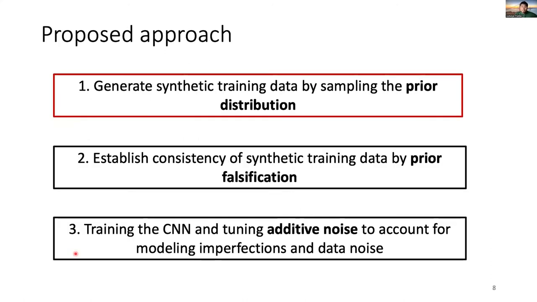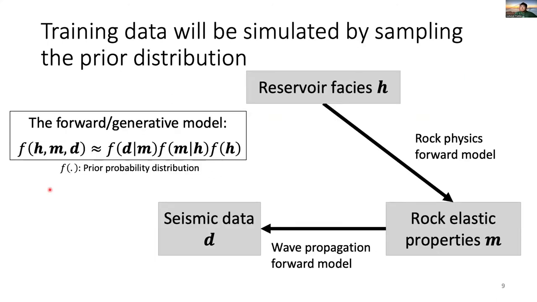Let's go to the first part where we generate synthetic training data by specifying a prior distribution. Now, the approach that we follow is to specify a prior probability distribution F over our variables over here, H being facies, M being elastic properties, D being seismic data. And we decompose that as follows. For example, we specify a geologic prior distribution on facies, then given a realization from the facies distribution, we can generate a realization of the elastic properties being VP, VS, and density. And finally, we can forward model the data. And in order to generate multiple realizations of the training data, we will use Monte Carlo sampling.